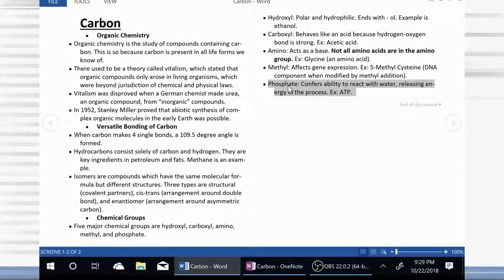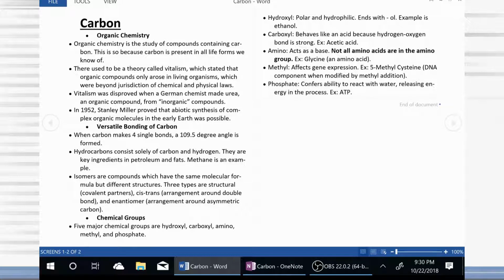Then we have our final phosphate group. Phosphate groups are important because they confer the ability to react with water. And when they confer that ability to another compound that they interact with, that releases energy in the process. Another reason they're really important is because a lot of biological molecules, like ATP, which is the energy currency in biology, affect a lot of things, including muscle contraction, and play a huge role in things like photosynthesis, cellular respiration, and so on. And so our phosphate groups are really important for that reason. Phosphate groups always contain PO4, which is an ion with a -2 charge.